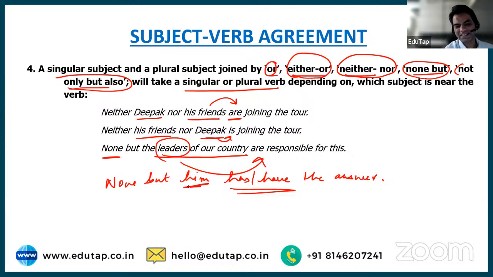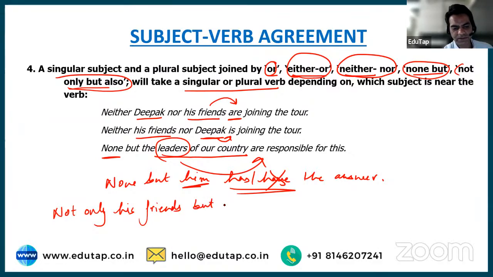So see, we see "him" being singular. That will decide the verb. Got it? So guys, please note it down. If two nouns, if two subjects are joined by or, either or, neither nor, none but, or not only but also. Let me use an example of not only but also. Not only his friends, but also his brother has or have left.